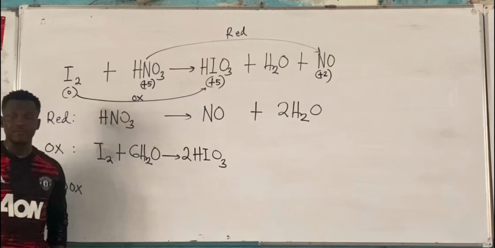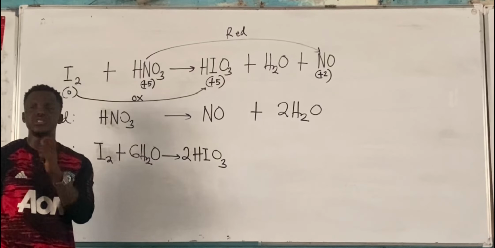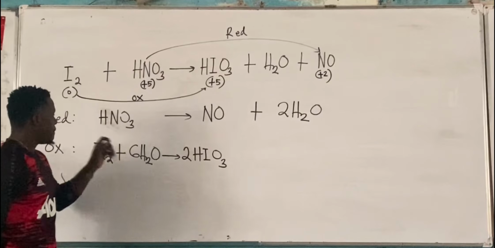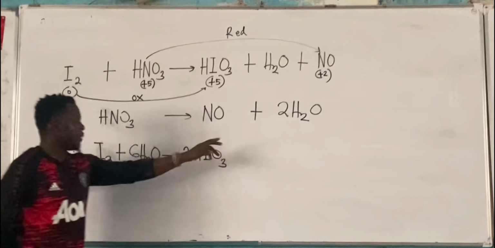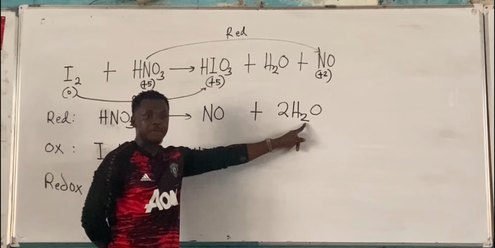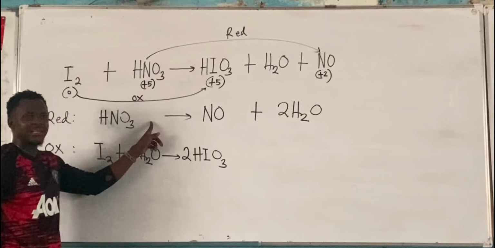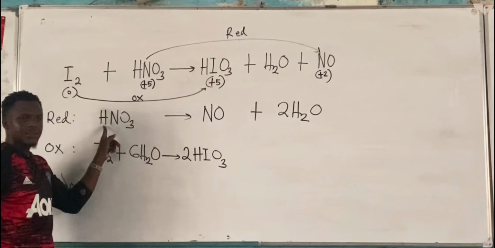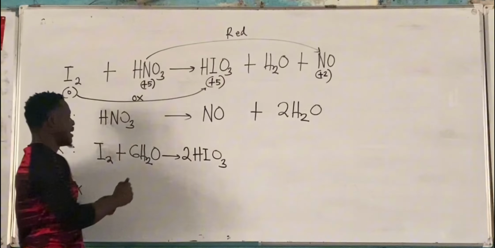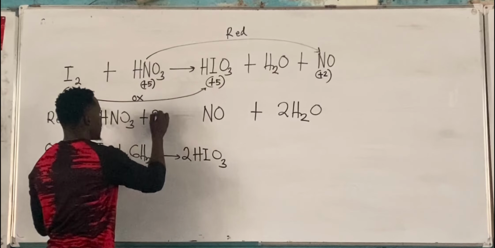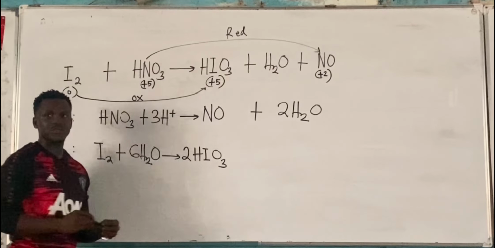Step 4 says balance hydrogen by adding hydrogen ion. Balance hydrogen by adding hydrogen ion. So let's start with the reduction. The product side has 2 times 2, how many? 4. 2 times 2, 4, right? On the reactant side, there's already 1 here. So that means how many hydrogen is lacking on this side? 3. So I'll come here and say plus 3 H plus.